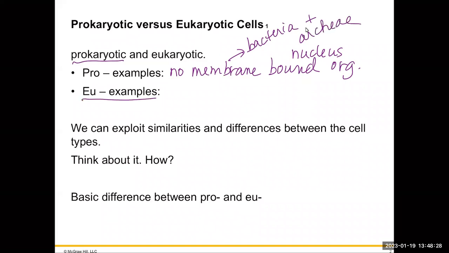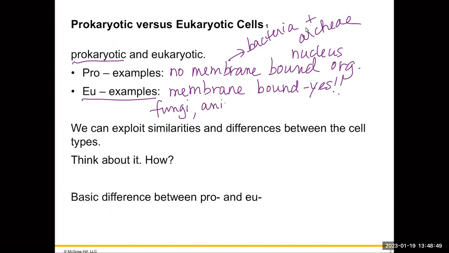Okay, eukaryotes, okay, they have membrane-bound organelles, so they have a nucleus. I am going to ask you this, so make sure you have this straight in your head. Okay, so eukaryotes are fungi, animals, plants, algae, so protists, so basically everything else.